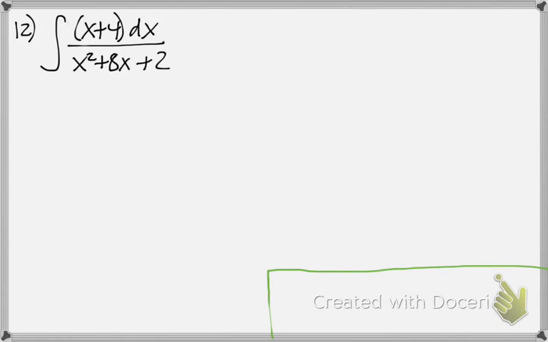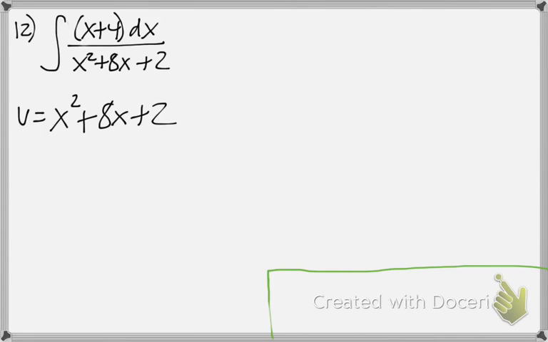So for number 12, this is one of the rare cases where we have a parentheses and we're actually not going to let u equal what's in parentheses, meaning the substitution we're not going to have equal to x plus 4. I'm going to let it equal the more complicated thing. So I'm going to have it equal the denominator. So let's let u equal x squared plus 8x plus 2.